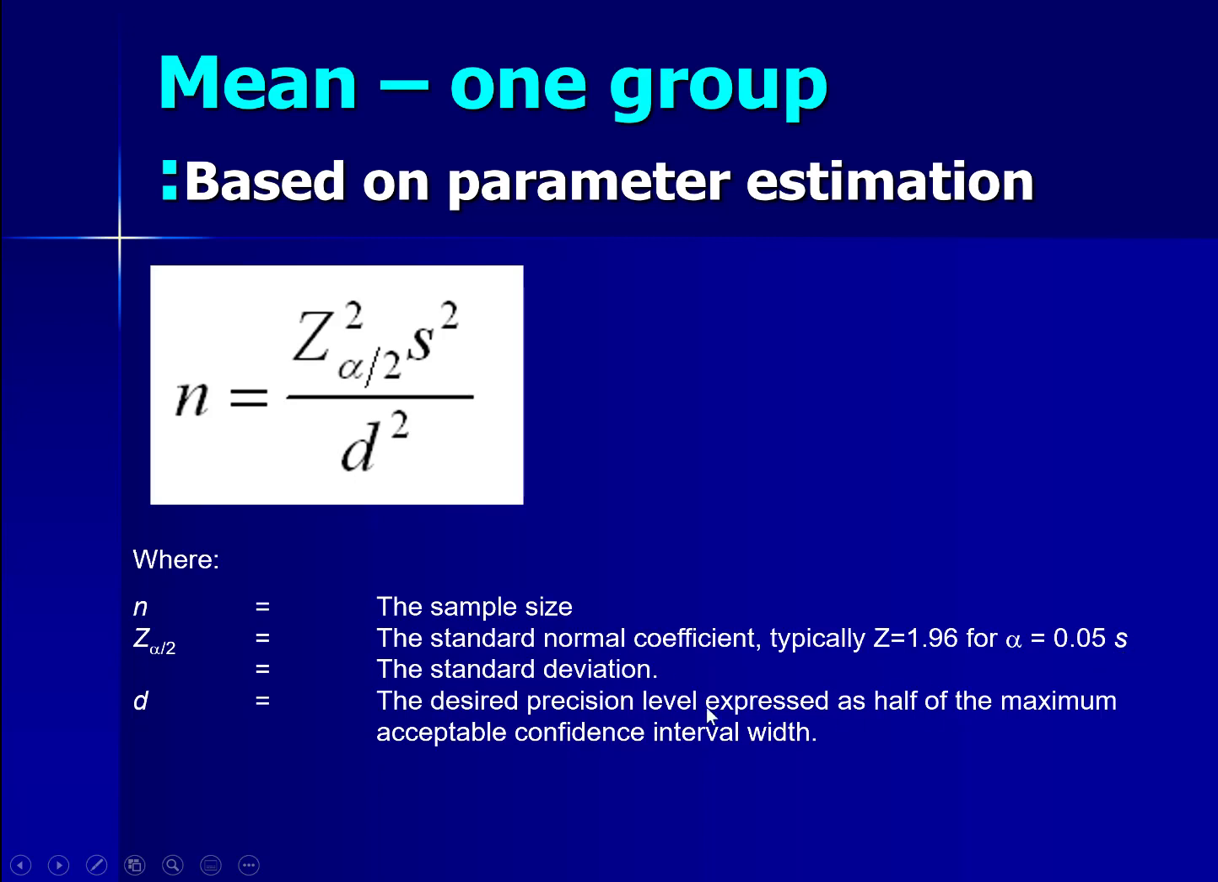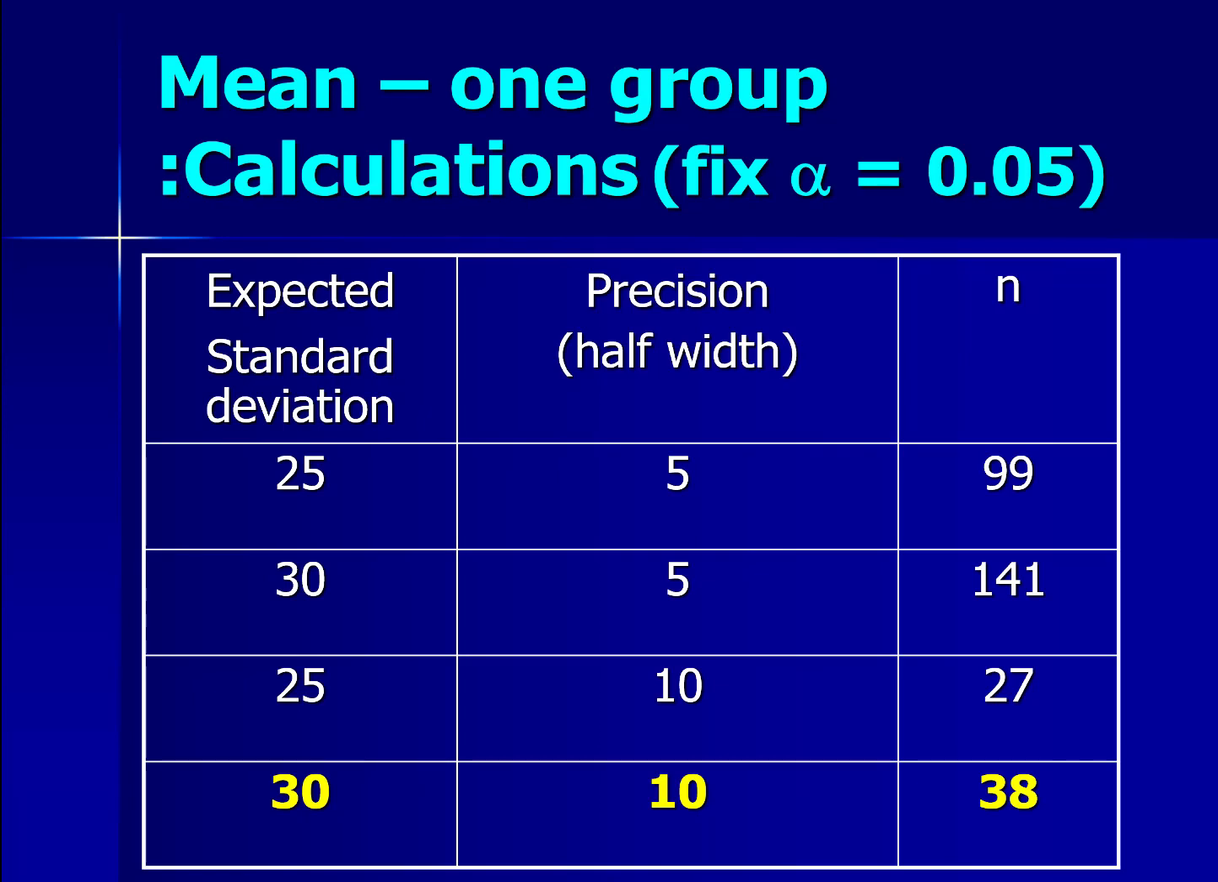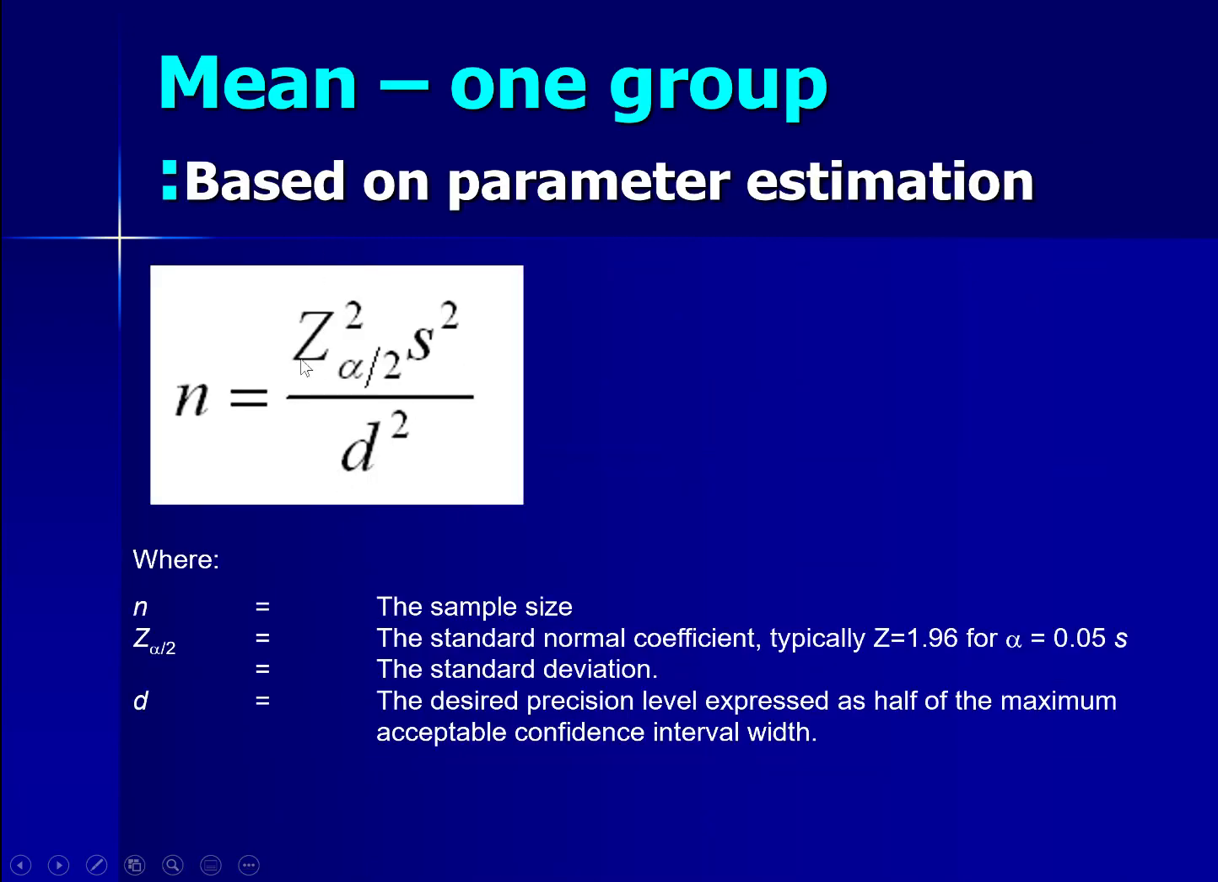S is the standard deviation. And D is the design precision level, expressed as half of the maximum acceptable confidence interval or the width. So from the interval we divide by half, and then it is D. As you can see here, we usually have 1.96 if we want a 95% confidence interval of the estimation. It can be 2.58 if you aim for a 99% confidence interval, but it's not common, so here is the most common one.